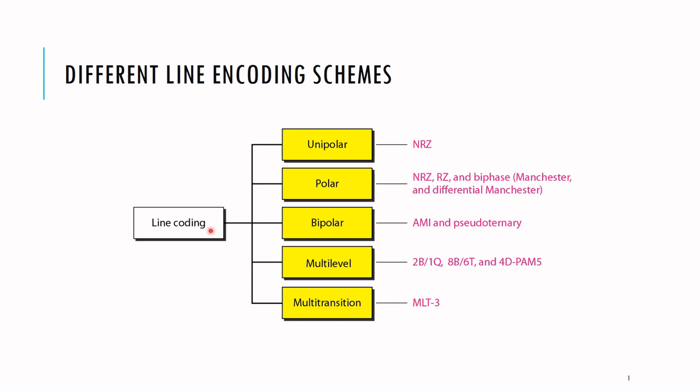We can roughly divide line coding schemes into 5 broad categories, as you can see in this figure, and there are several schemes in each category. We are going to be familiarizing ourselves with some of the schemes like NRZ, AMI, Manchester, Differential Manchester, MLT-3, and so on.